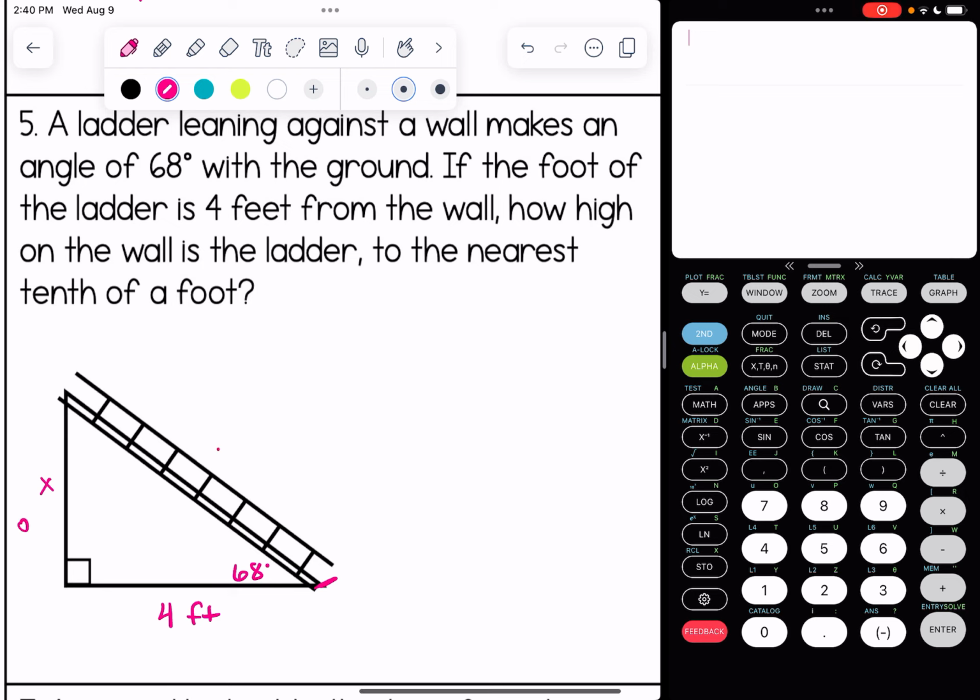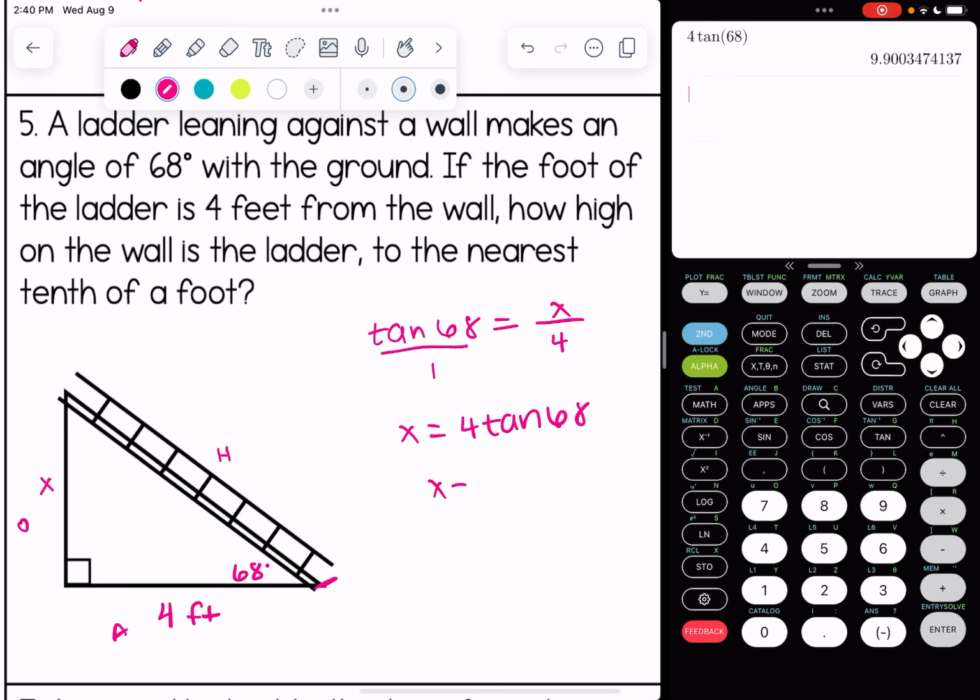All right, opposite, hypotenuse, adjacent, and you'll see this is a tangent question. Tangent of 68 is equal to x over 4. We are going to cross multiply here since we're looking for a side. So x is 4 tangent 68. And to the nearest tenth of a foot, I get 9.9 feet.